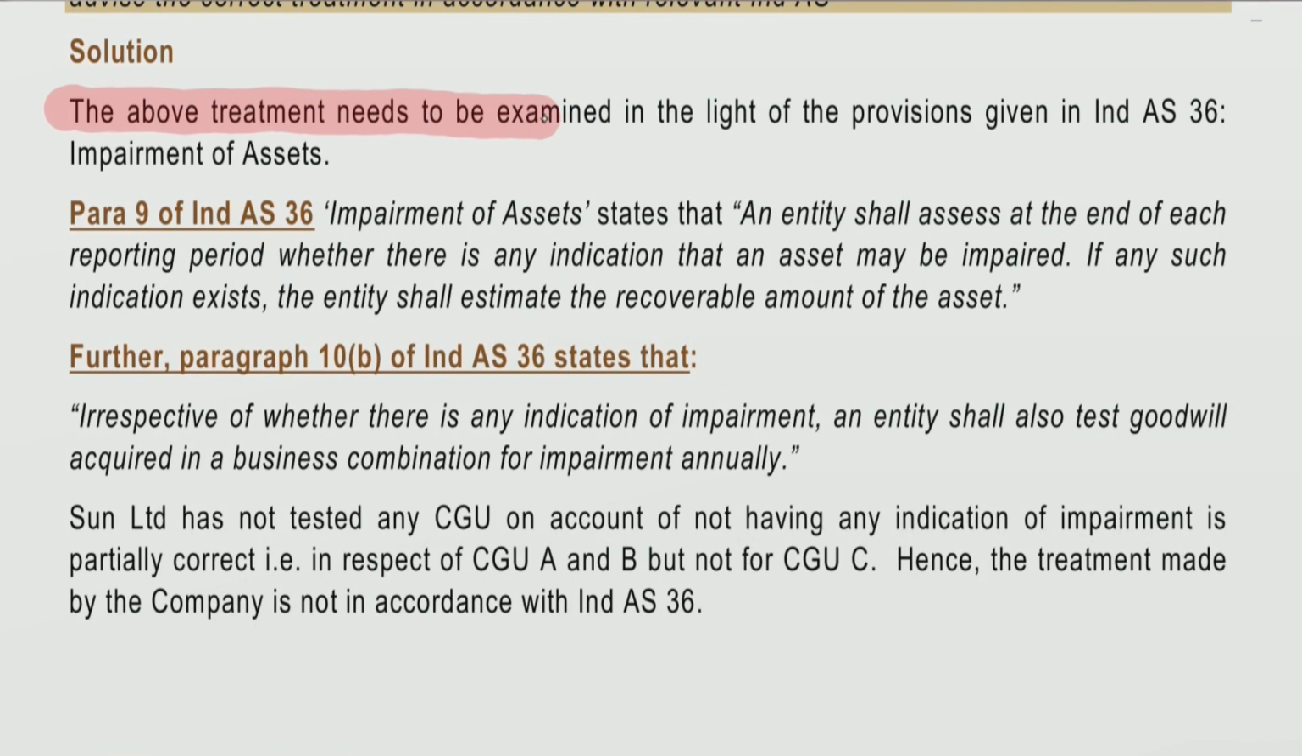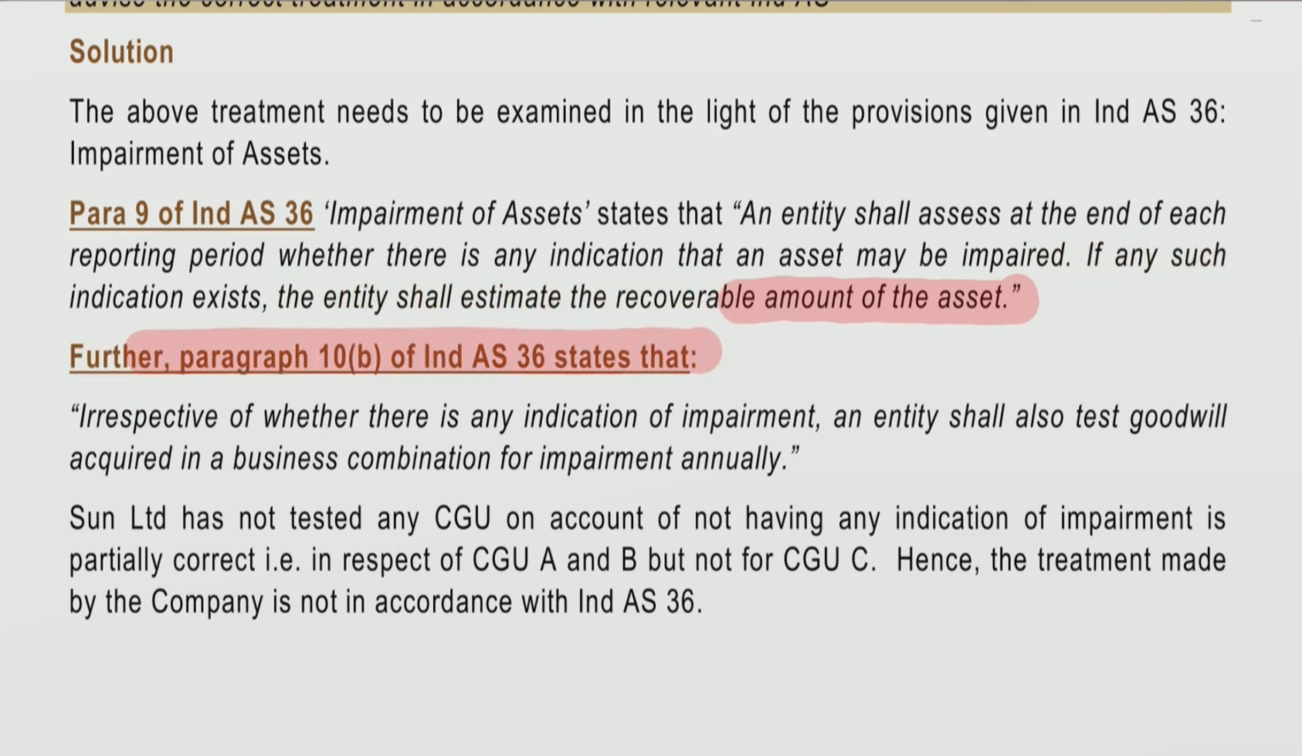The above treatment needs to be examined in the light of provisions given in Ind AS 36 impairment of assets. Para 9 of Ind AS 36 says an entity shall assess at the end of each reporting period whether there is any indication that an asset may be impaired. If any such indication exists, the entity shall estimate the recoverable amount of the asset.